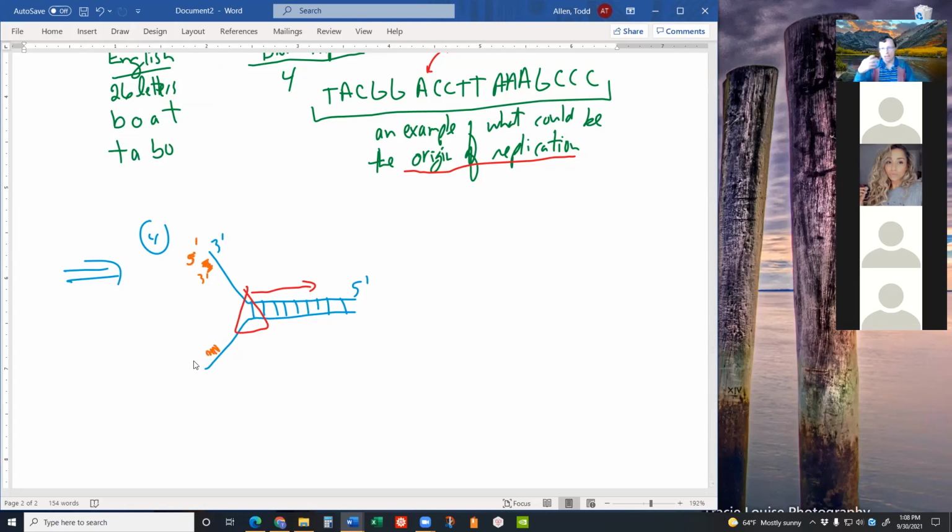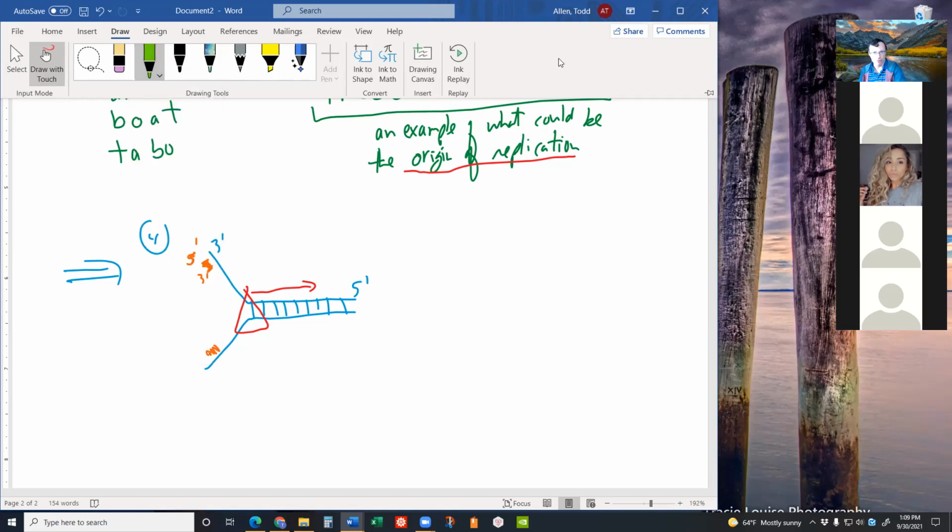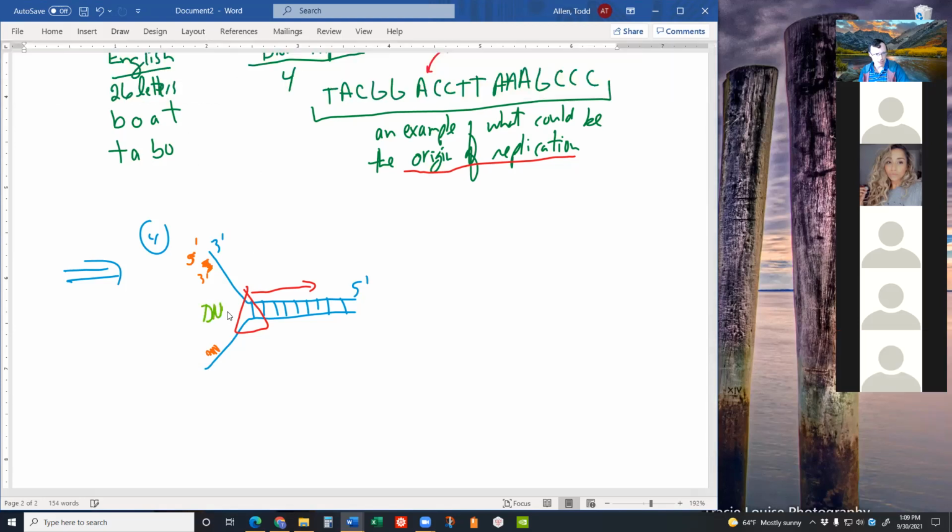So what you're going to have next is DNA polymerase is going to come in here. Okay, DNA polymerase is going to sit down here. I am really not much of an artist. Let's use maybe a light green color here. So you're going to have DNA polymerase sit down in this pocket of space, which is the replication fork, and it's going to begin.